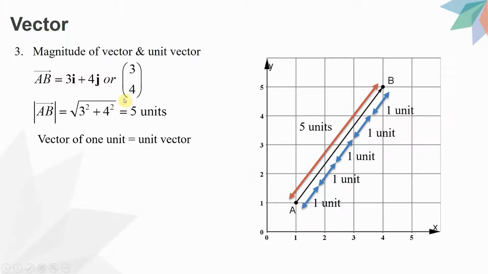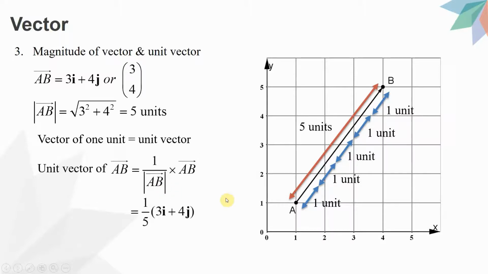We divide this vector by the magnitude. So we have a simple formula, AB divided by the magnitude of AB. So we can write in this form and also this form.